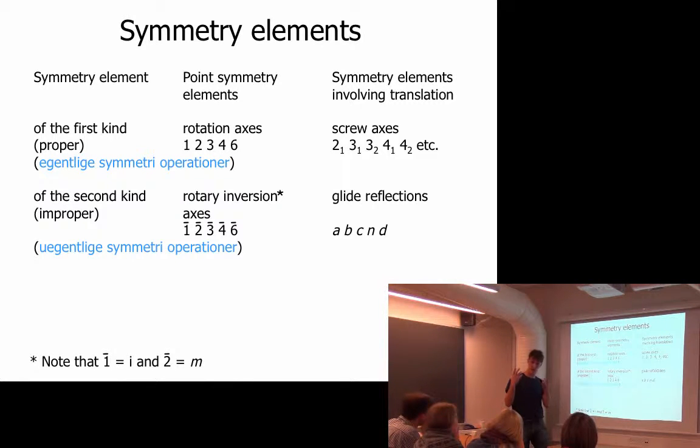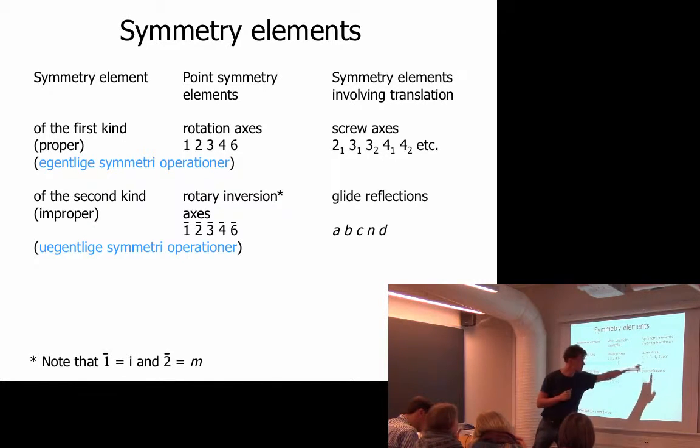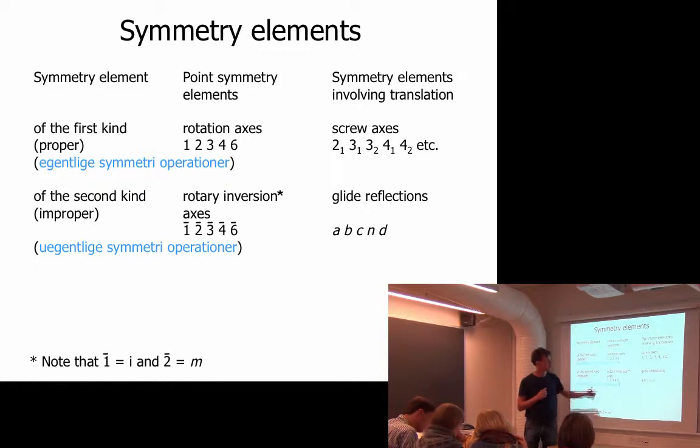On the other hand, if we have a non-centrosymmetric system, again, we can classify them in terms of elements that do not contain a translational component and those that do contain a translational component over here. So we have the rotation axis and the rotary inversion axis with no translational components, and then we have these other elements over here, screw axis and glide reflections.